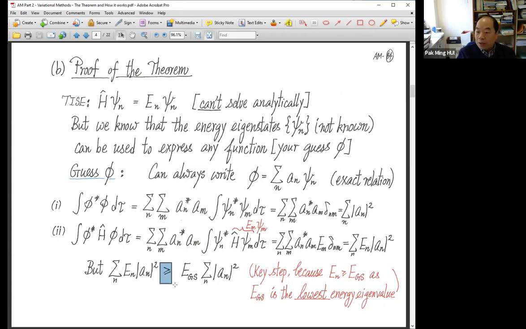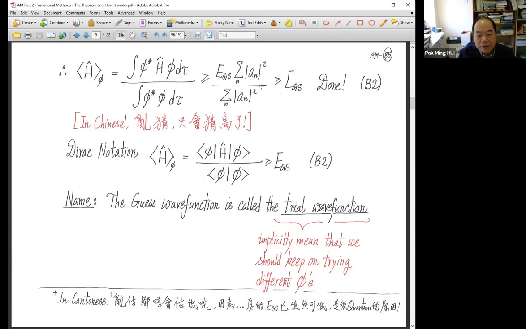Because we're looking for an inequality, a theorem, this is the place where the inequality enters. So now we take this and divide it by the numerator. Do you see you can cancel things out? So we have the theorem proven.